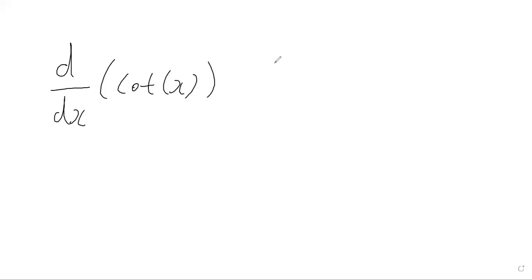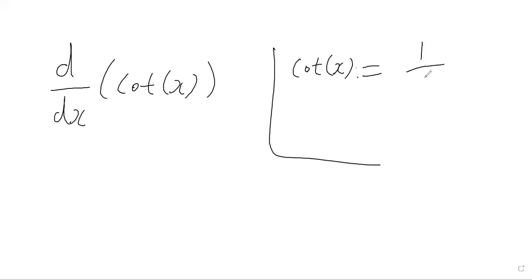Hello, so in this video what we're going to do is differentiate the cot function, so cot of x with respect to x. And as a reminder, cot of x is just defined as 1 over tan of x. So 1 over tan of x is exactly the same as cot of x. And so in this video we're going to differentiate cot of x.